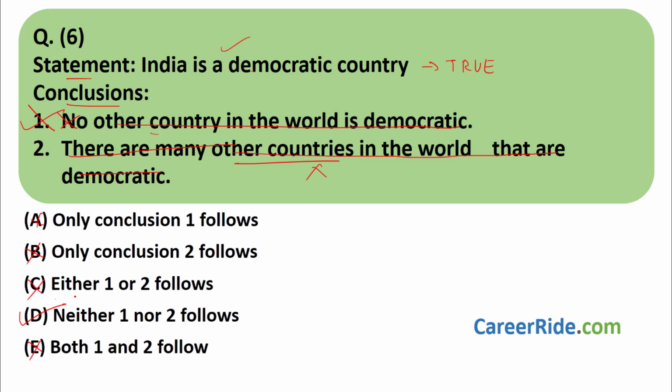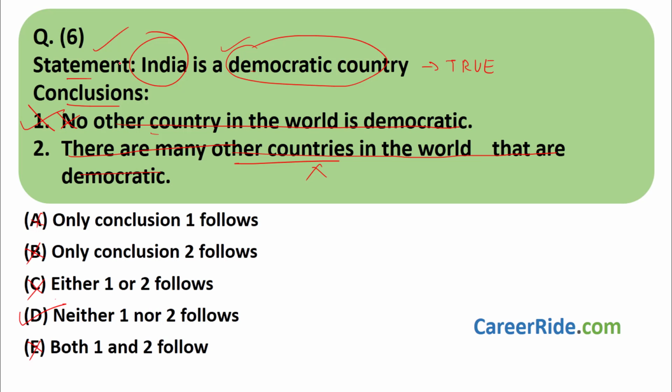Answer is D. Neither 1 nor 2 follows, because over here the statement is talking only about India, and that India is a democratic country. There is no reference of other countries of the world. So just think about the statement. No common sense, no general knowledge, nothing is needed. Don't use your brain too much. Just put in the conclusions based on the statement given.